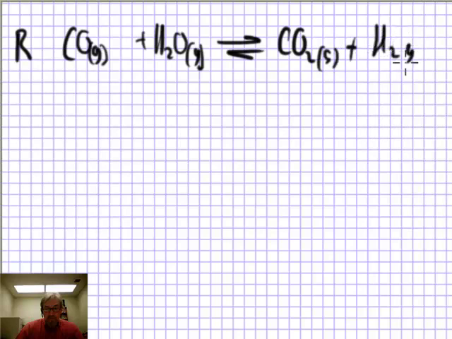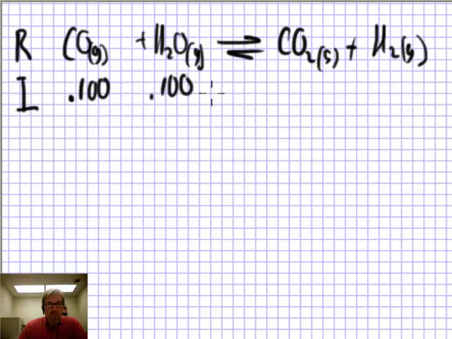So there's our reaction. The next line of the RICE chart is the initial concentrations. Well, it says 0.1 mole of CO and 0.1 mole of H2O are put in a 1-liter vessel. So the concentration is 0.100 moles per 1 liter, or 0.100 molar for both reactant species. And there's no CO2 put in there, or no H2 that we know of, so those have to be zeros.